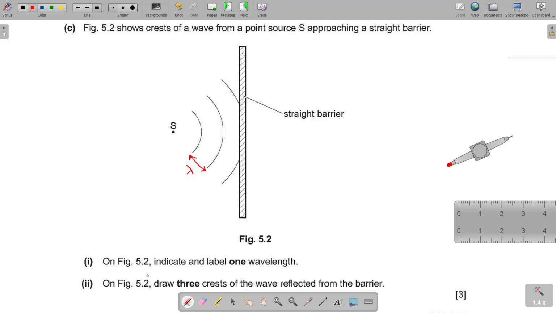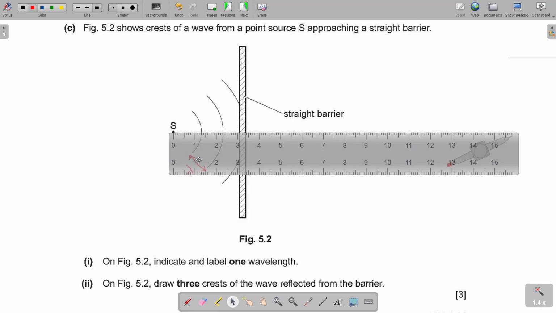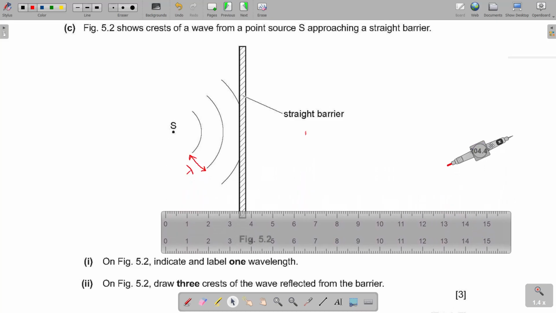Part II says on figure 5.2 draw 3 crests of the wave reflected from the barrier. Now we at first need to know the point of the reflection. So we draw a line which is perpendicular to the barrier, 90 degrees to the barrier here or the wall here, starting from S, and we measure the distance to the barrier. That is approximately 3.1 on my diagram. So we measure double the distance to the other side and mark the position of the center. So at this point approximately. And now we use this point as the new center of the waves, and we use a compass to draw the reflected waves.